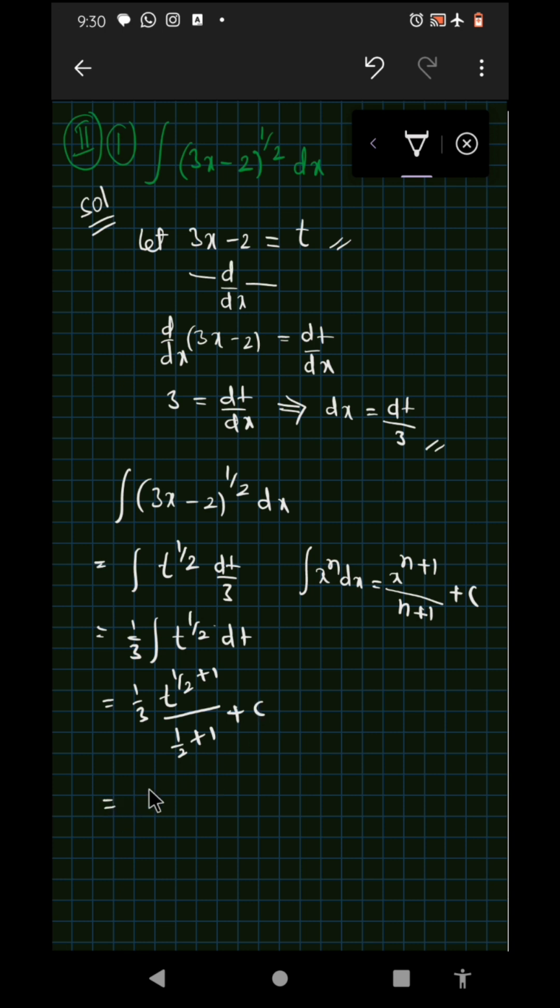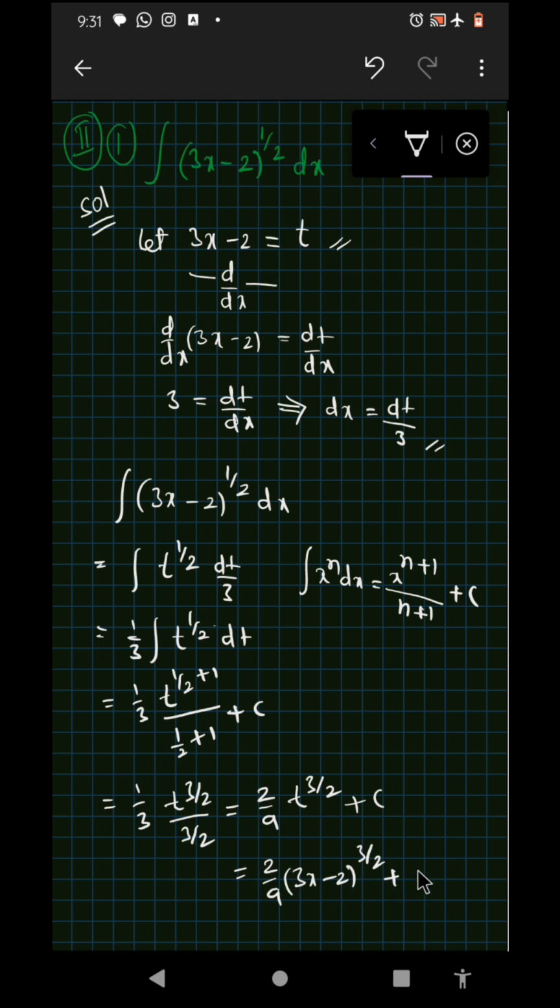So we get 1 by 3 of t power 3 by 2 by 3 by 2. So we get 2 by 9 here. We get 2 by 9 t power 3 by 2 plus c. Here t we have taken as 3x minus 2, so we get 2 by 9 (3x minus 2) whole power 3 by 2 plus c, which is the answer for the given problem.